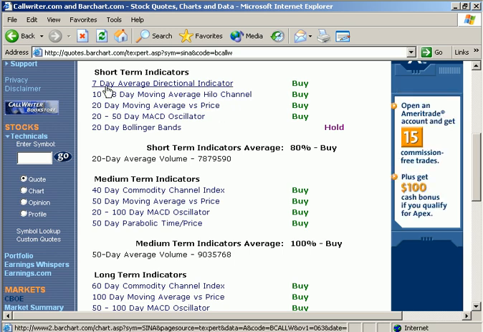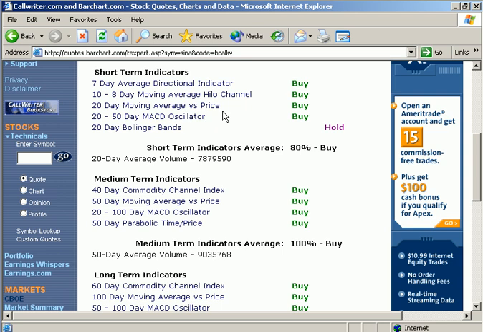We're looking at the 7-day average directional indicator, the 10-day moving average high-low channel, the 20-day moving average versus price, the 20 to 50-day MACD oscillator, and the 20-day Bollinger Band. Some of this stuff we can hardly pronounce, but if we're trying to identify the trend of this stock, we need to know how to read them. If you see a buy, and we do see 4 out of 5 buys, and 1 out of 5 is a hold, which is neutral. So we see 4 bullish and 1 neutral. What we're looking at now is the overall score of the short term, which is 80% buy.